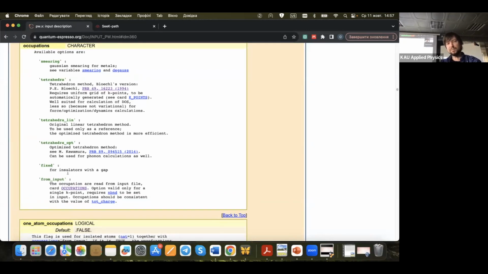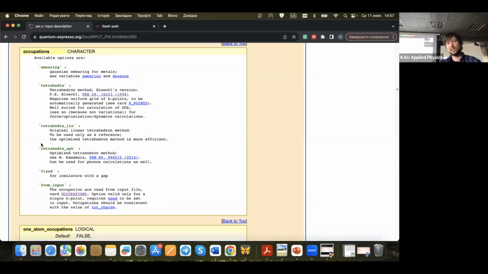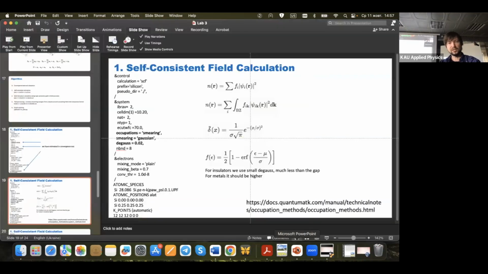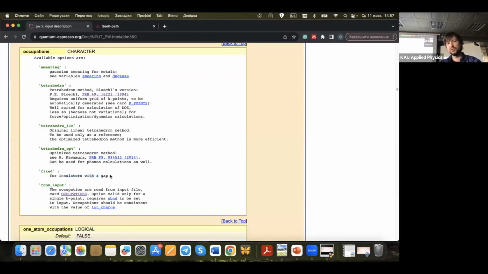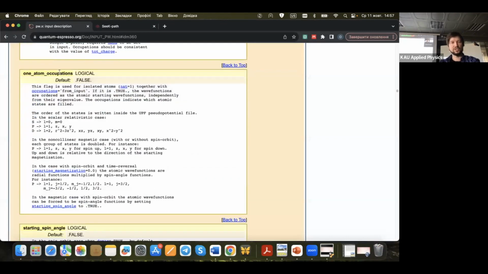Fixed is very simple, and it stays by default, only for insulators with a gap. What do fixed occupations do? They just say that on all these bands there will be 1 electron. It's very simple. It's great for semiconductors, but not great for metals, because for metals we will not get the Fermi energy. For metals, the calculation will not even start if you use fixed occupations. Smearing is a good choice for most systems.